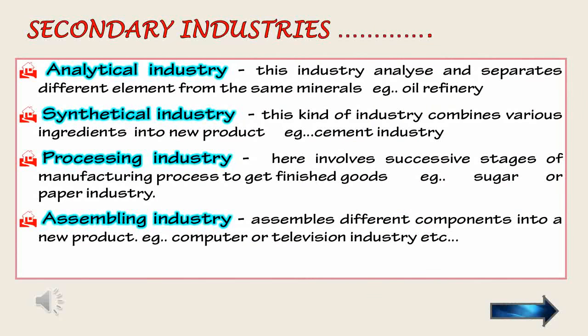Analytical industry. This industry analyzes and separates different elements from the same minerals, for example, oil refinery. Synthetical industry. This kind of industry combines various ingredients into a new product, for example, cement industry. Processing industry. Here it involves successive stages of manufacturing process to get finished goods, for example, sugar or paper industry. Assembling industry assembles different components into a new product, e.g., computer or television industry, etc.